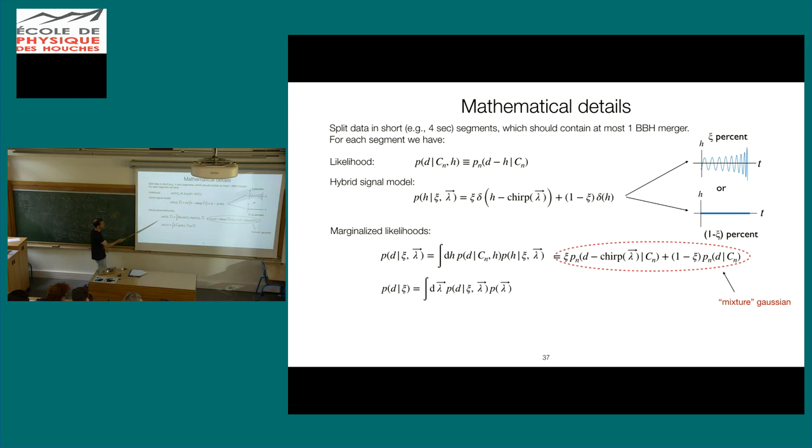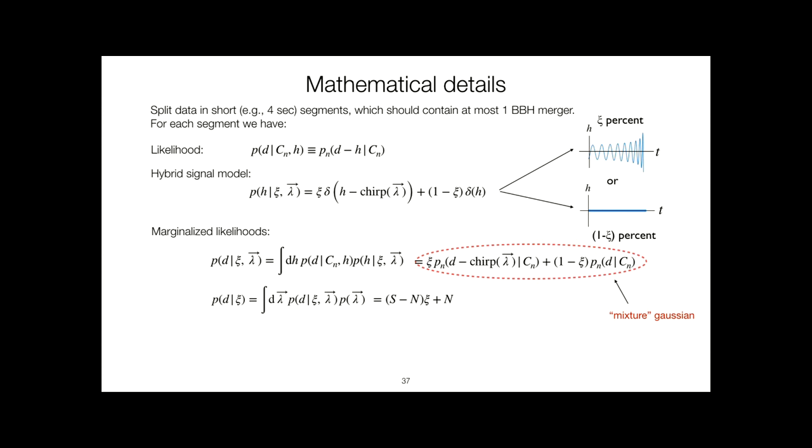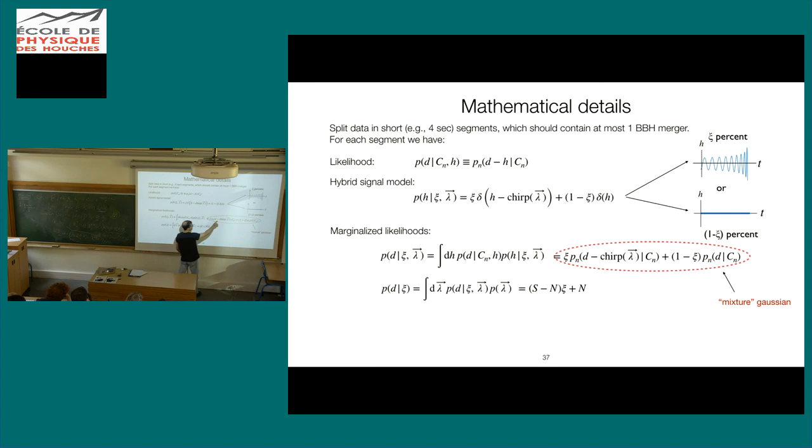They then take this marginalized likelihood and marginalize it again, so they average over the chirp parameters. Let's call the signal term S when averaged over the chirp parameters, and call the other term N, since there's no chirp parameter dependence there. So they get C times S plus 1 minus C times N, which we can write as S minus N, times C, plus N. So this marginalized likelihood is a very simple function of C.